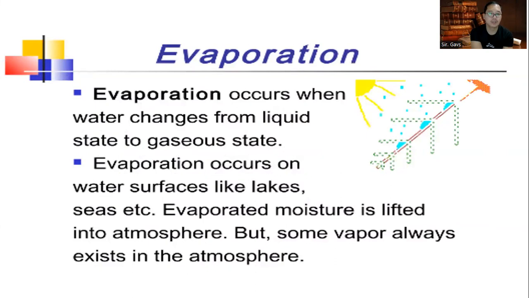When we say evaporation, it includes a liquid to gaseous state. It's a transformation from liquid to gaseous state with the influence of heat. So the natural source of heat is sunlight. Evaporated moisture is lifted into the atmosphere, but some vapor always exists in the atmosphere already.